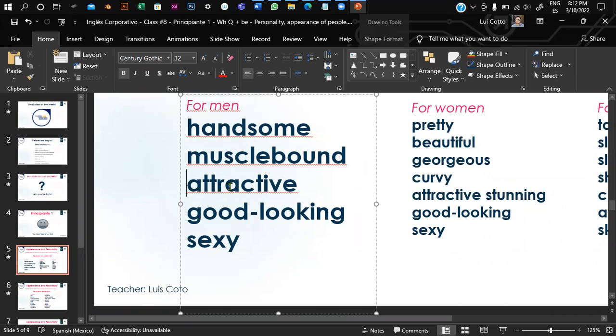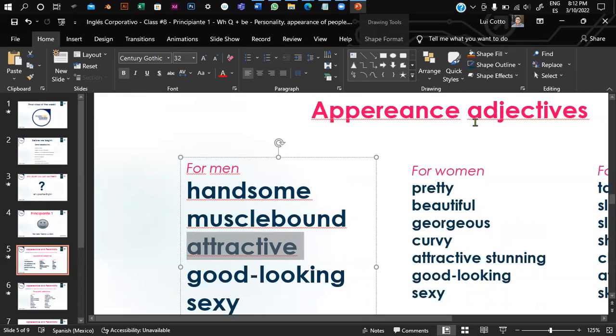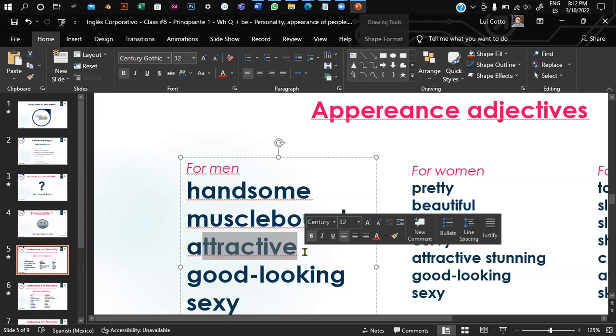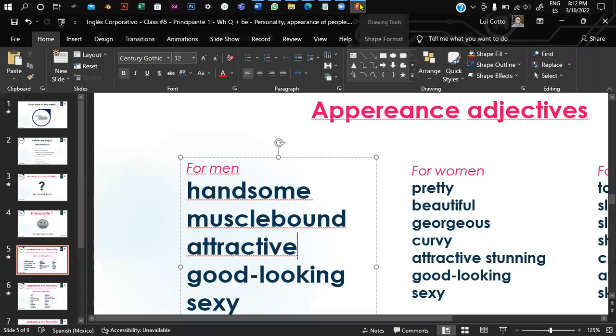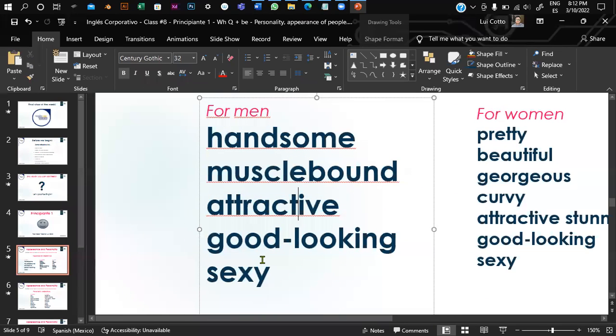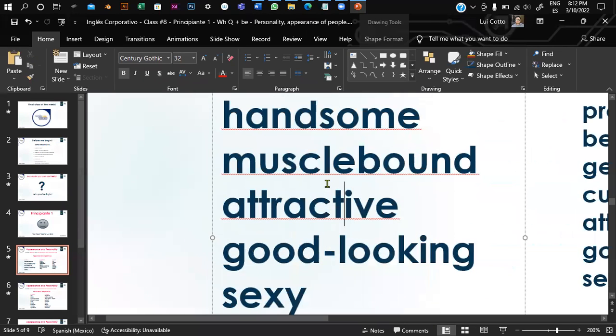Okay, next. Adjective for appearance. Read it. Brad Pitt is... adjective... attractive. Let's repeat, attractive. Repeat it, attractive.